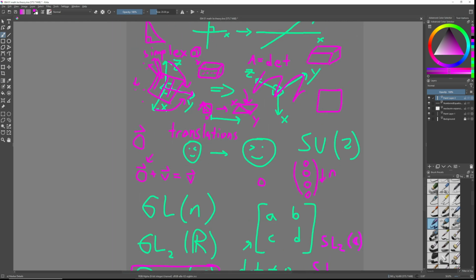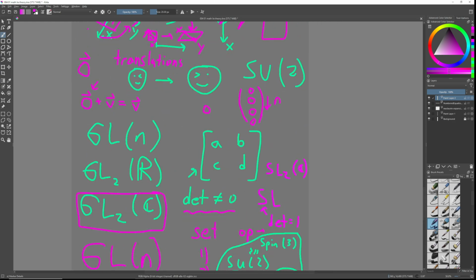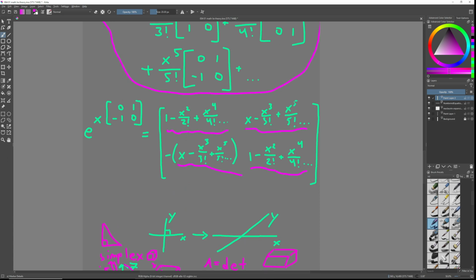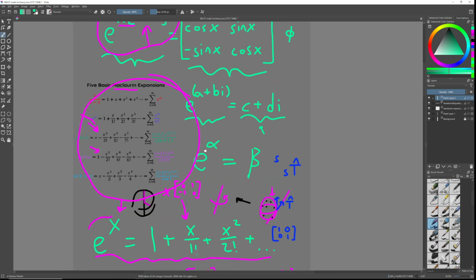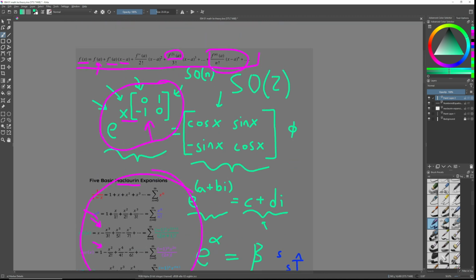So what we get, and I guess I didn't write the final answer here. But that equals cosine up here, cosine here, sine here, negative sine here. So it's what I wrote to begin with. We can exponentiate x times this matrix and we get the rotation matrix in 2 dimensions.